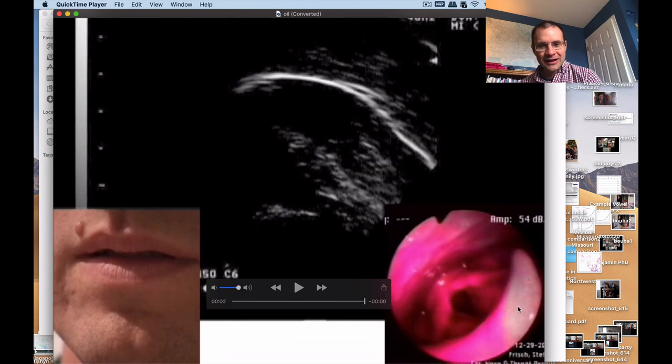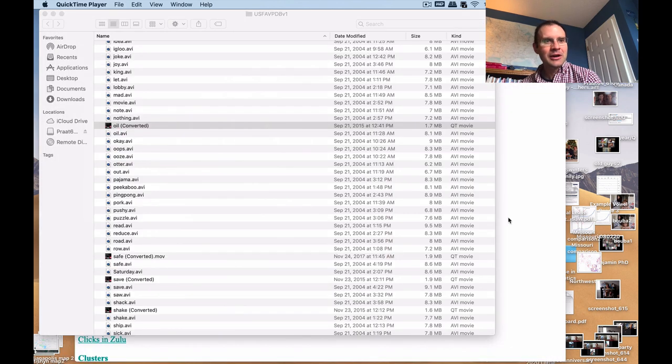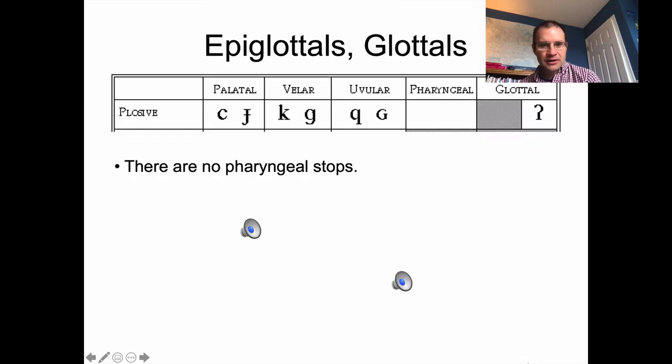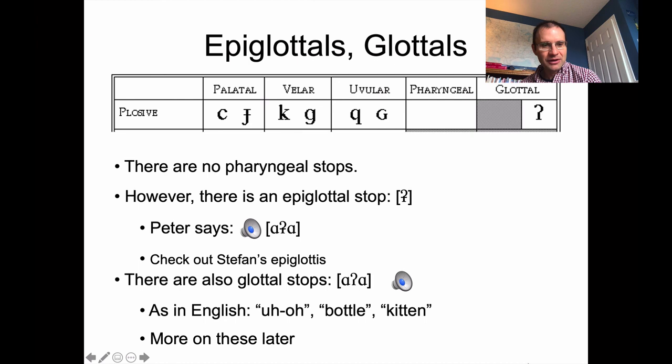You can see it's not that flexible of a structure here, but if you put effort into it, you can make contact between it and the lower part of your pharyngeal wall there. That is not to be confused either symbolically or acoustically with glottal stops, which is just this question mark with no dot on the bottom. And here's what it sounds like as Peter Ladefoged says it again.